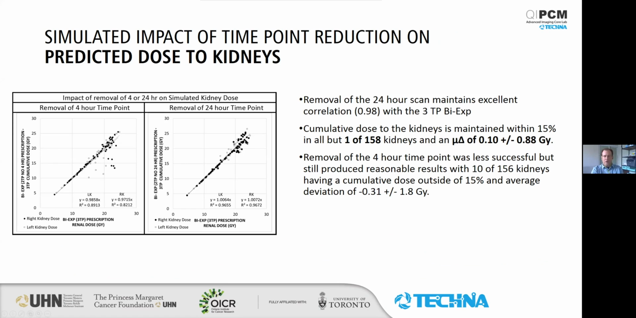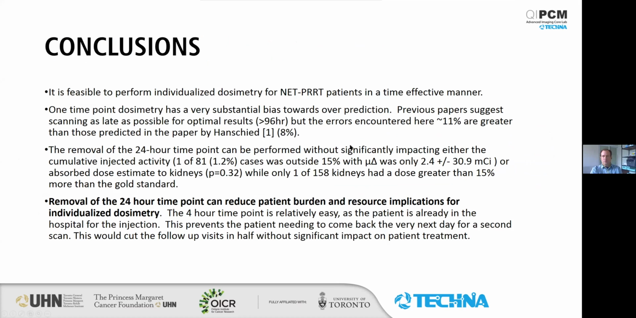Removal of the 4-hour time point was somewhat less successful, with 10 out of 156 kidneys having a cumulative dose outside of 15% and an average deviation of negative 0.3 plus or minus 1.8 gray. So in conclusion, we've demonstrated that while 2 time point dosimetry looks to be a reasonable approach, 1 time point dosimetry has a very substantial bias towards overprediction.